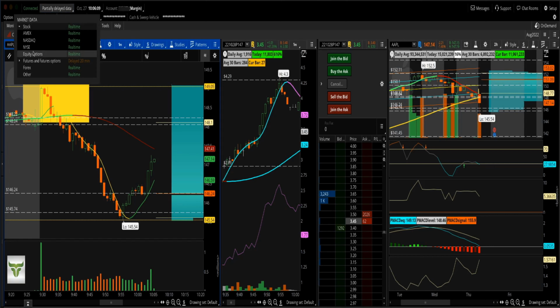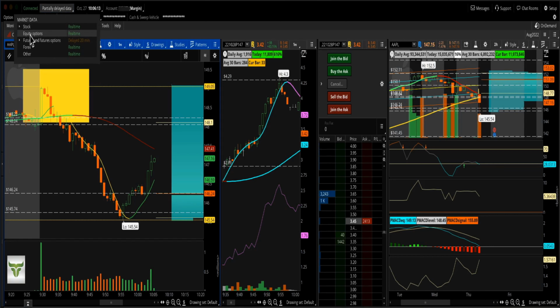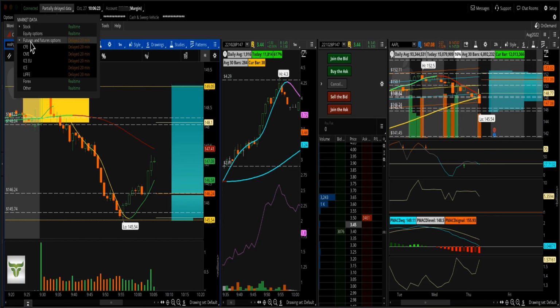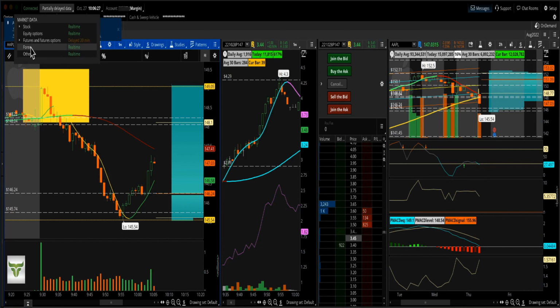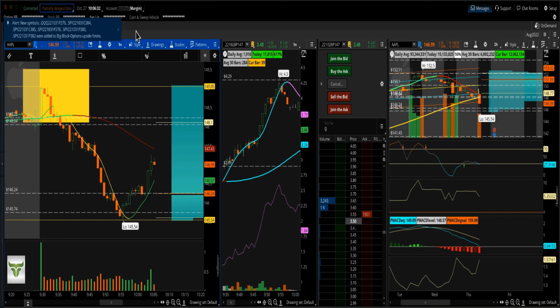So MX, New York Stock Exchange, NASDAQ, all real time feeds, equity options, real time, futures and futures options. It says delayed there because I don't trade futures and I don't need them on the feeds, and I have other ways to find futures throughout the platform. Forex is in real time and others in real time as well. So you see it there, full blown margin account.